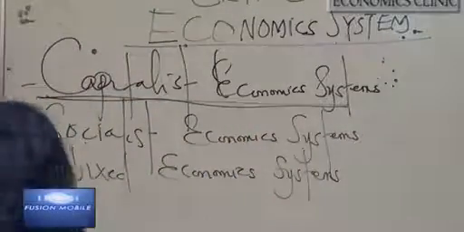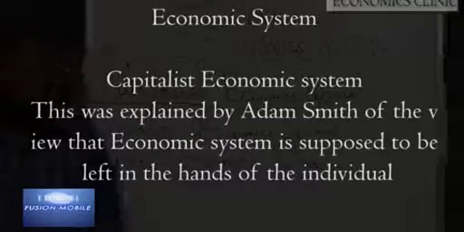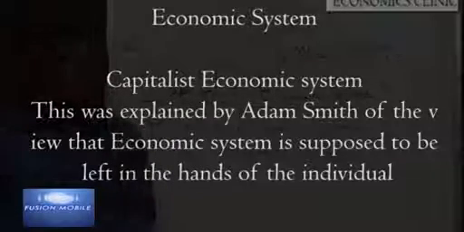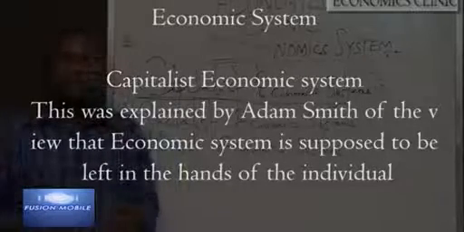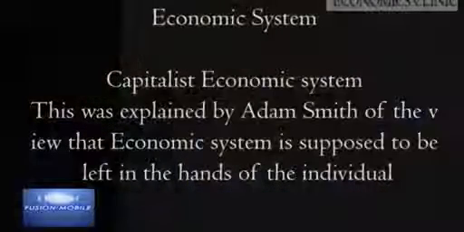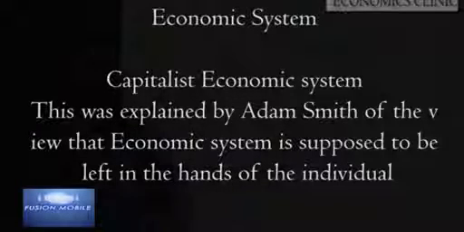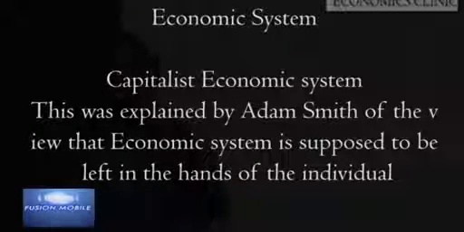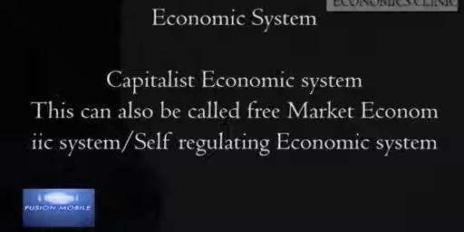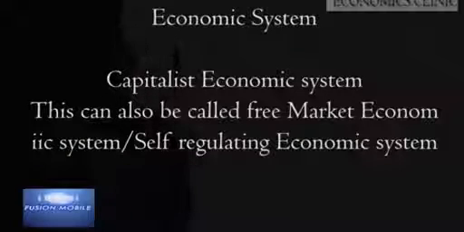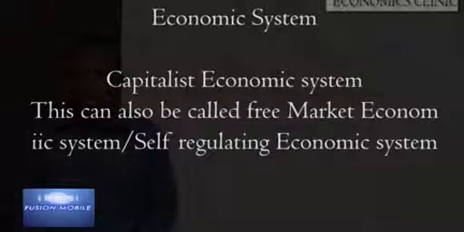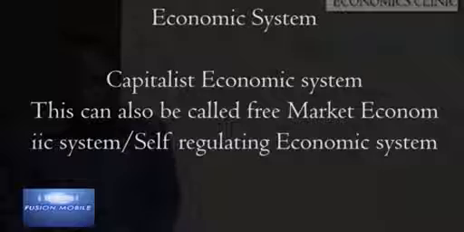So we take capitalist economic system. This was actually explained by Adam Smith, of the view that economic system is supposed to be left in the hands of the individuals. He also emphasized that the more profit an individual makes, the better for the economy. Capitalist economic system, which can also be called free market economic system, self-regulating economic system, or laissez-faire economic system, is an economic system in which economic activity, the means of production, are owned and controlled by private individuals.